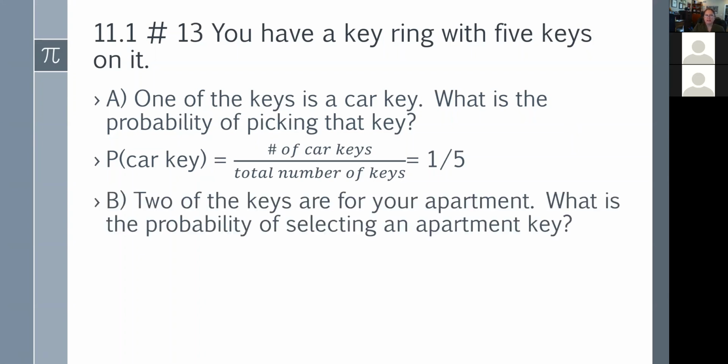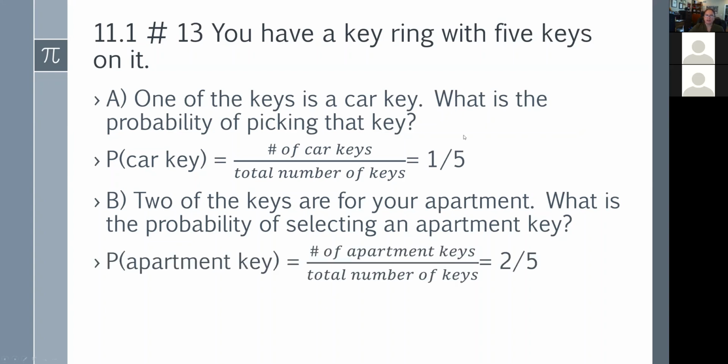Part B says 2 of the keys are for your apartment. What is the probability of selecting an apartment key? The probability of getting an apartment key is the number of apartment keys out of the total number of keys, so we get 2/5.